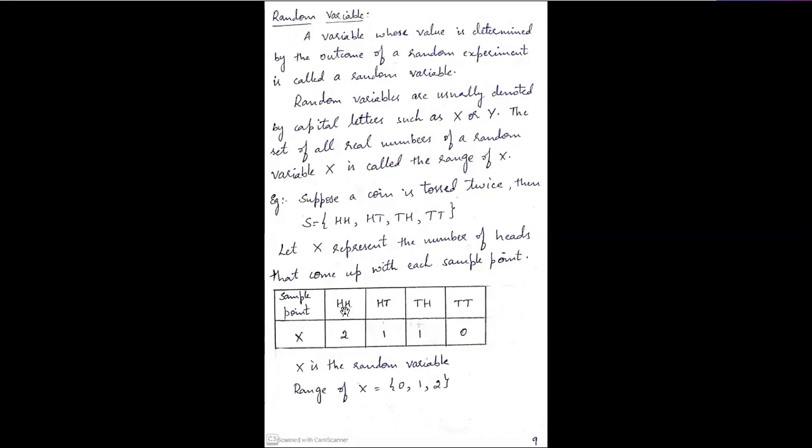So in case of HH, there are two heads which are coming up, so I'll write the number as 2. HT has one head coming up, so I write it as 1. TH also one head comes up, so I write it as 1. And TT will be equal to 0 because there are no heads. And X is the random variable. So range of X will be, what are the elements? It contains 0, 1 and 2. Since 1 is repeated, you can write it only once. So range of X is equal to {0, 1, 2}.